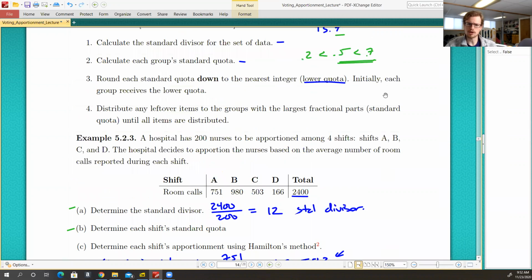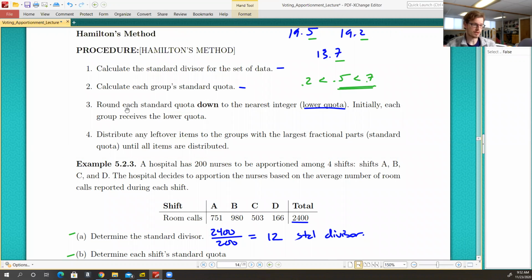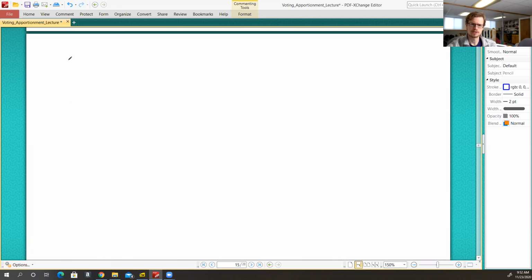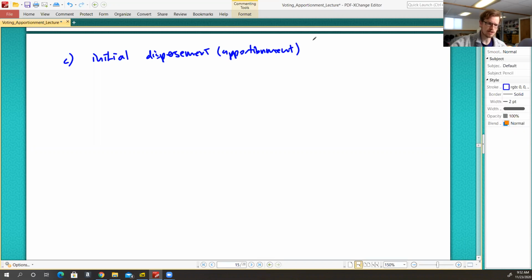Once we have the standard quota, according to Hamilton's method, we give out the lower quota. So for part C here, we have the initial disbursement or apportionment. It's technically not a full apportionment yet because we'll find that not all of the nurses have been allocated.